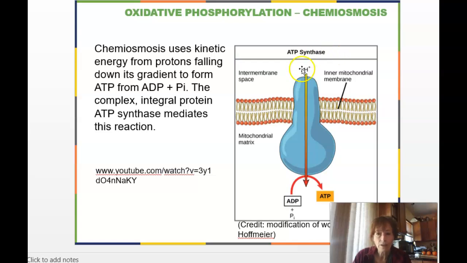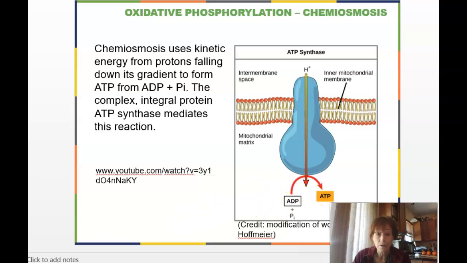So when the protons that were pumped up here move down through ATP synthase, this thing acts like a little bit of a machine. So it starts to spin, and part of what that does is the energy from this process is able to put a new phosphate onto ADP and form ATP. So that's a really important part of this.